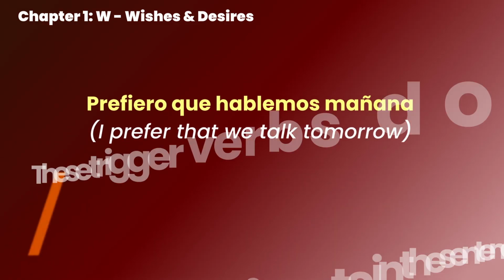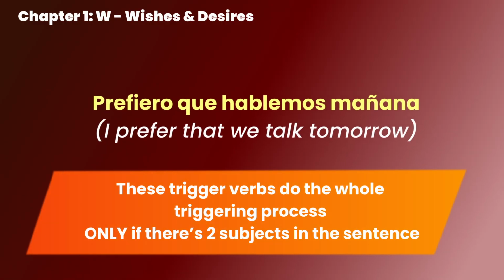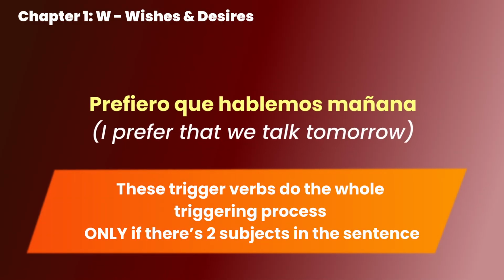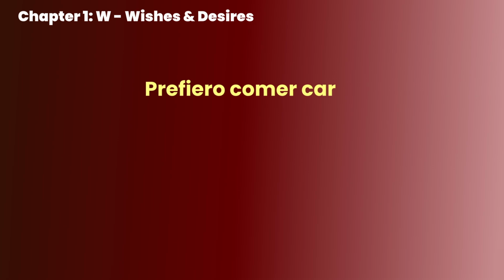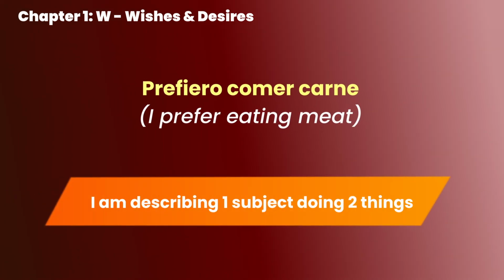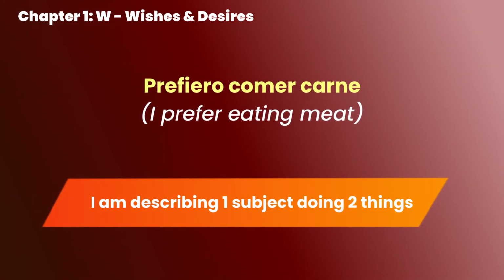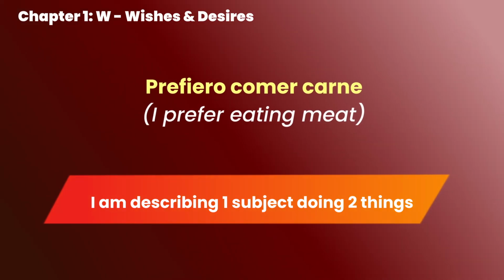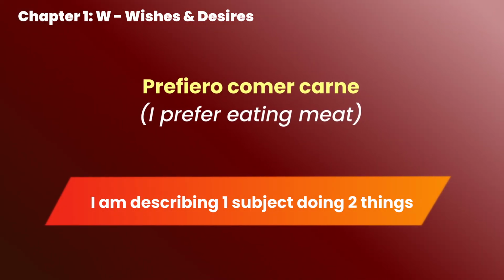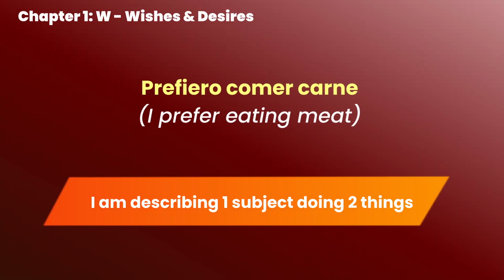Just as a reminder, all these trigger verbs do the whole triggering process only if there's two subjects in a sentence. For example, when I say prefiero comer carne, I am describing one subject doing two things. In this case, the first verb, preferir, should be conjugated in a normal indicative way, and the second verb has to take the basic infinitive form.